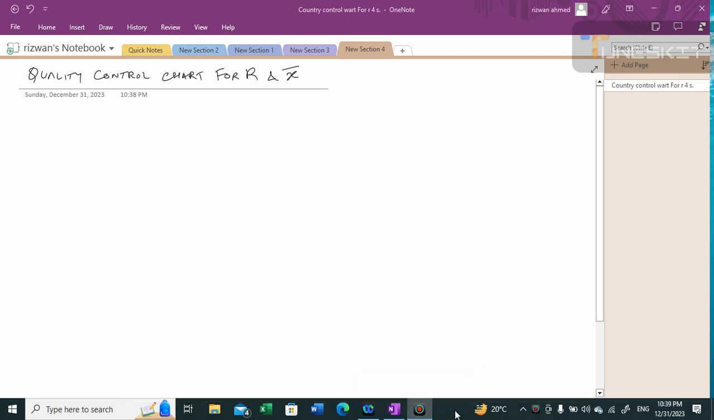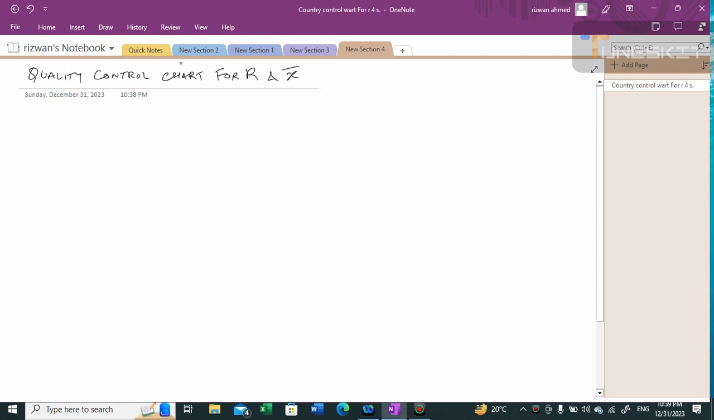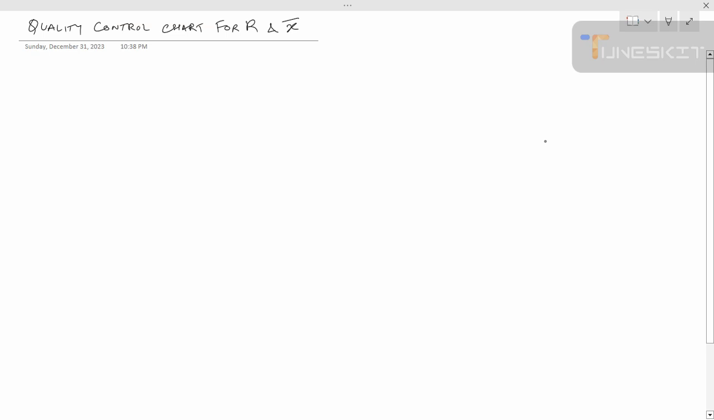Hello students, in this session we are going to discuss quality control charts for range and for mean. For this, I'm considering an example of a teller who is working in a bank, and the quality control department is willing to observe the time that particular teller is taking to resolve the problems of customers.